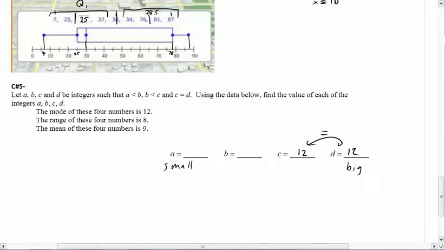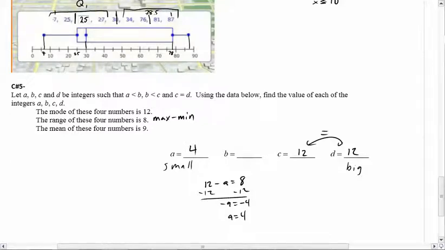Now the range of these four numbers is 8. Remember, the range is the max minus the min. And our max right here is 12. That's our biggest number. So we go 12 minus the minimum, which is A, needs to be 8. I work that out, and I go minus 12, and I get negative A equals negative 4, which means that A equals 4, just like that.